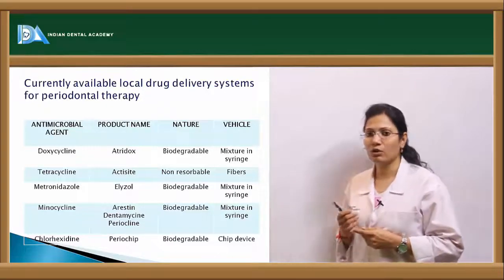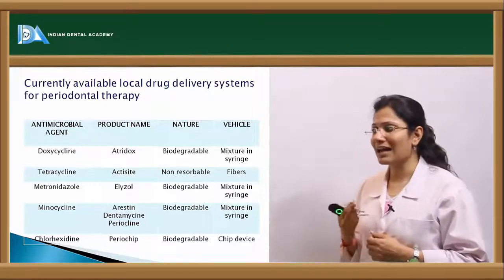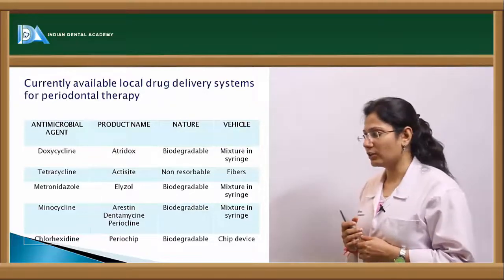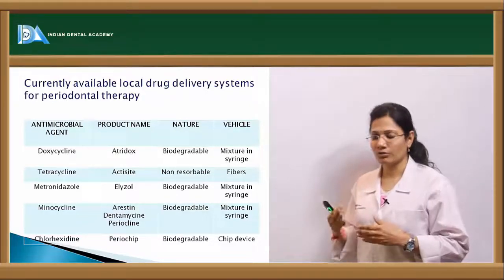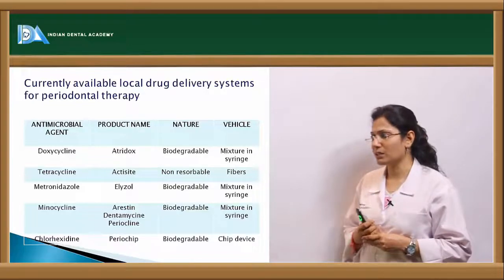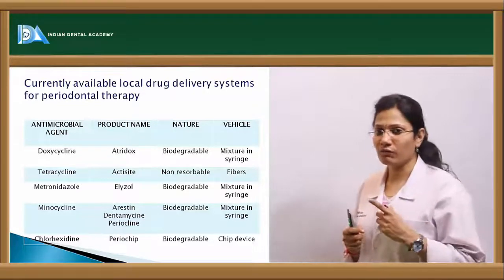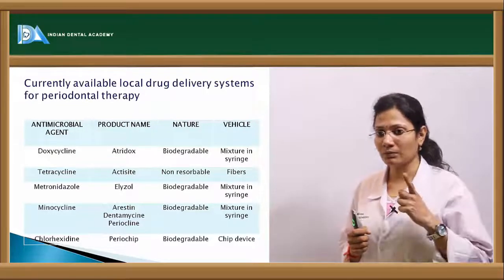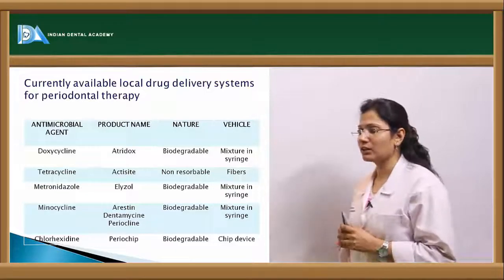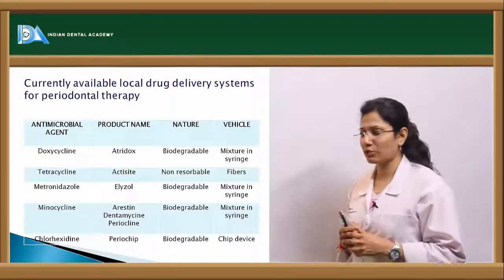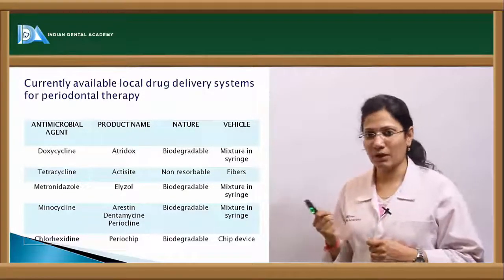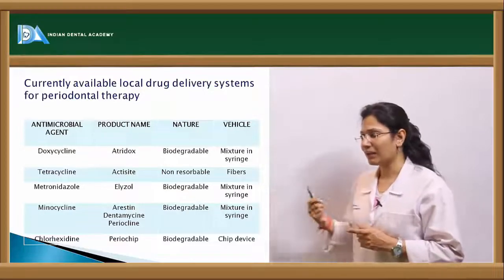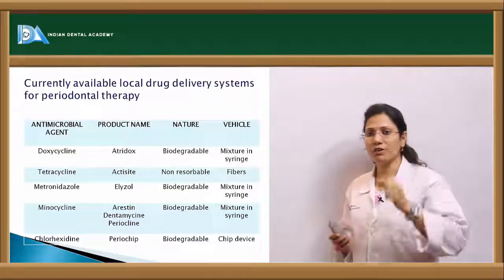Minocycline is also available in 3 forms, that is Arestin, Dentomycin and Periocline, which are all resorbable or bioresorbable ones. The vehicle form would be a mixture in a syringe. Then chlorhexidine, the trade name is PerioChip, which is biodegradable in nature, and it is available in the form of a chip.